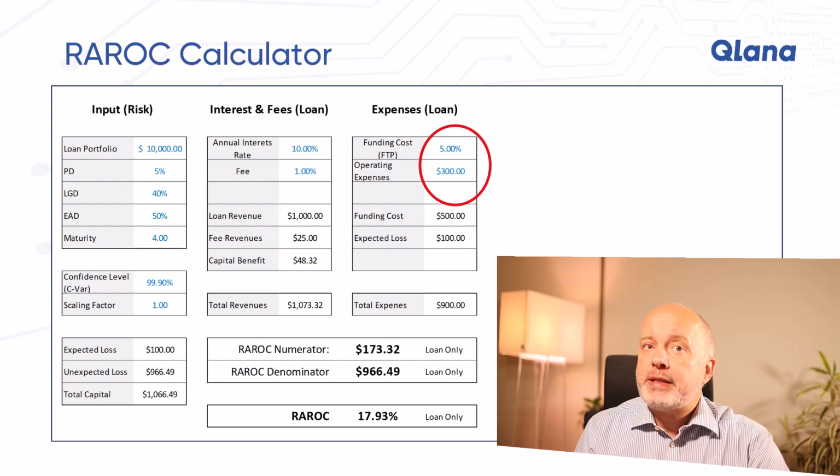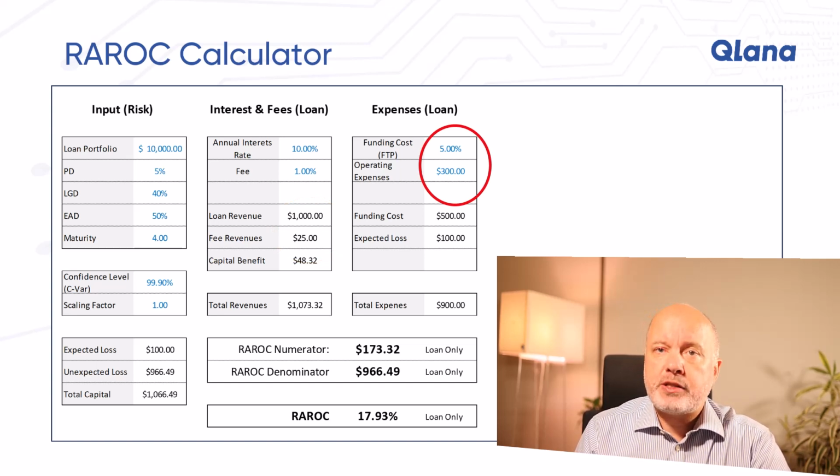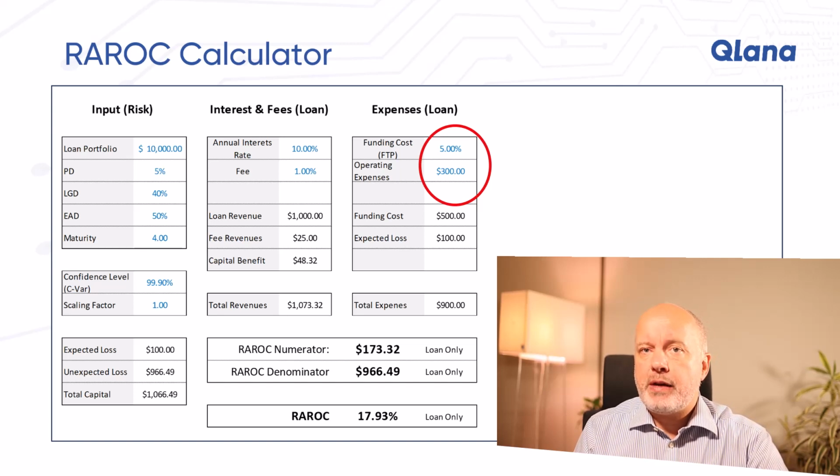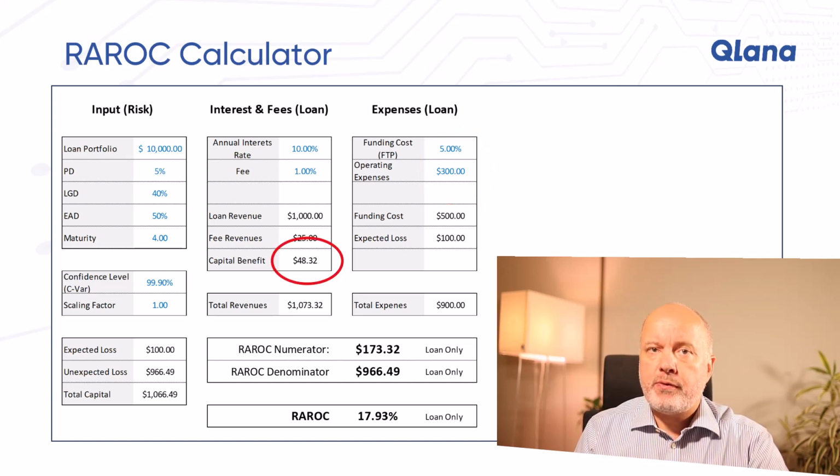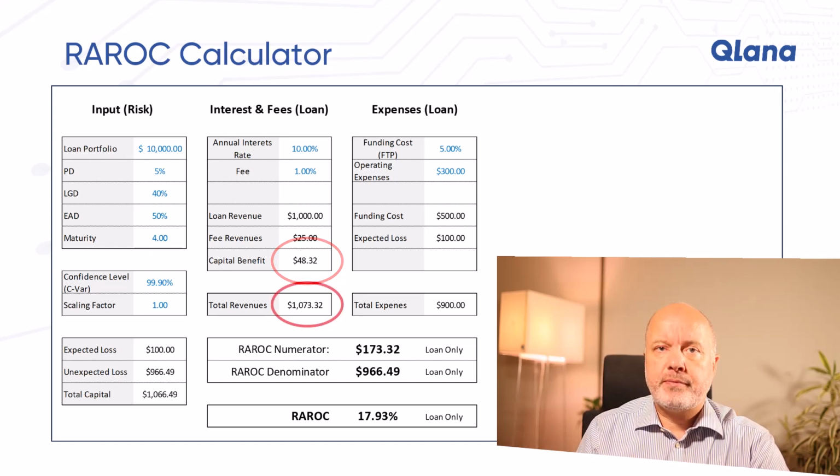We assume operating expenses of $300 per year based on input from the finance and operations team. And we look at funding cost of 5% or $500, as based on our treasury department, this is the amount against which we borrow money currently. We also calculate the capital benefit of $48.32, which is equivalent to multiplying the $966.49 of unexpected loss with 5% of cost of funding.